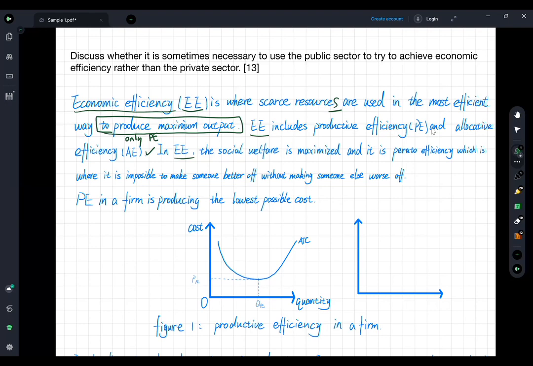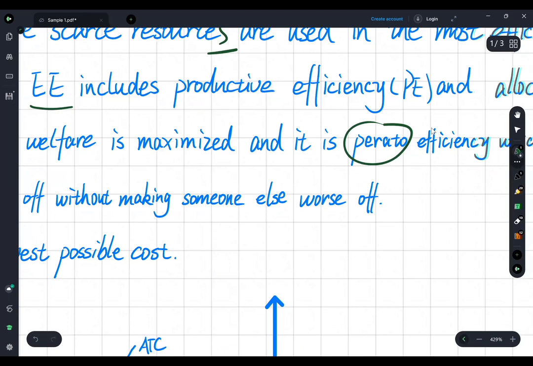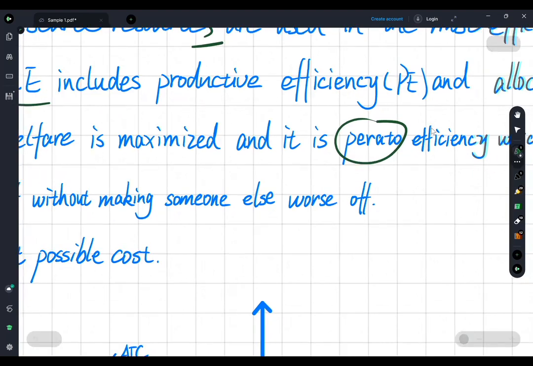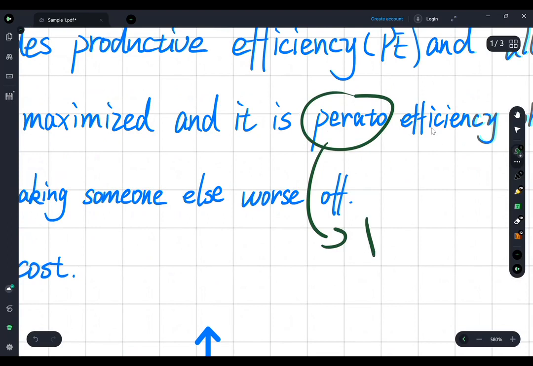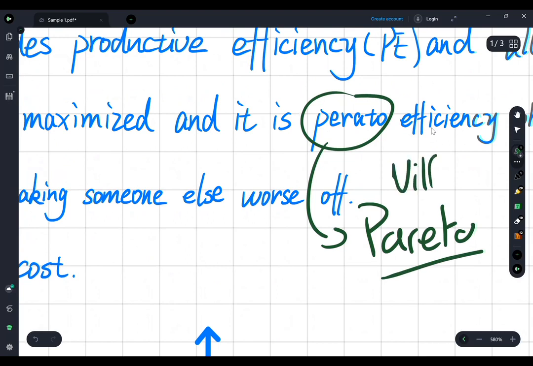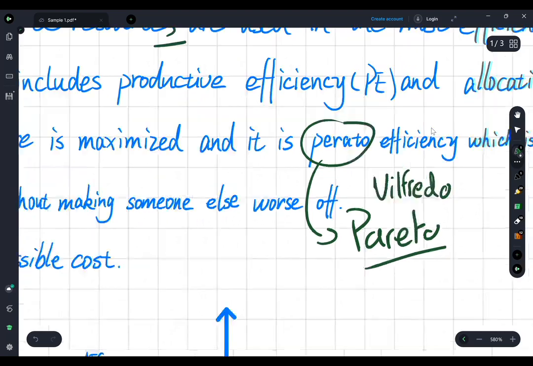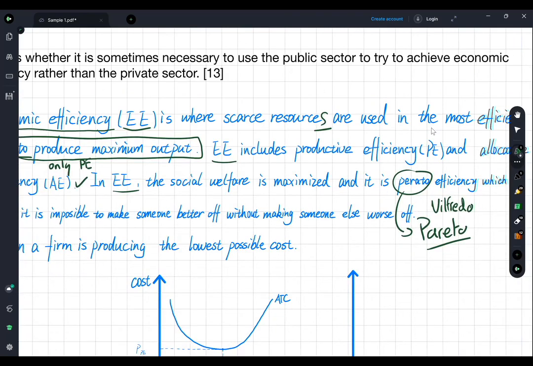But I would have expected the definition of productive efficiency and allocative efficiency to follow. Instead, the student has decided to talk about Pareto, and there is here a spelling mistake, which is a big deal because this is a keyword. It should really be Pareto, because this is the name of the Italian economist Vilfredo Pareto. So that's a problem here. No big deal, of course, but this should be fixed.